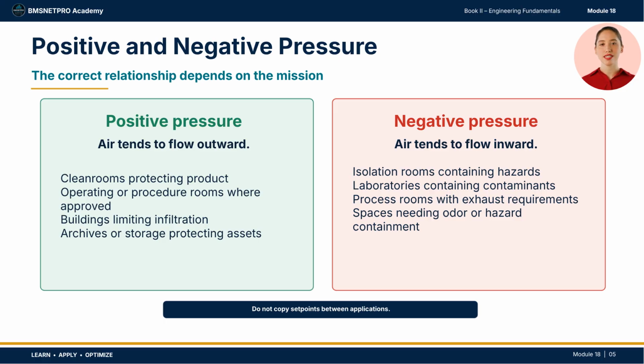A clean room, isolation room, laboratory, pharmacy, and operating room may each have different criteria, responsible authorities, door behavior, and response procedures. Start with the required direction and the governing criteria.